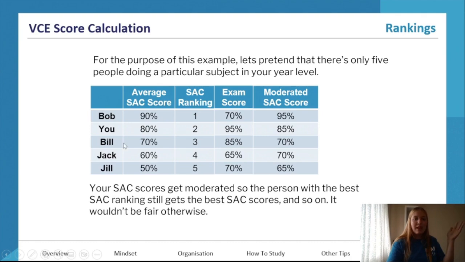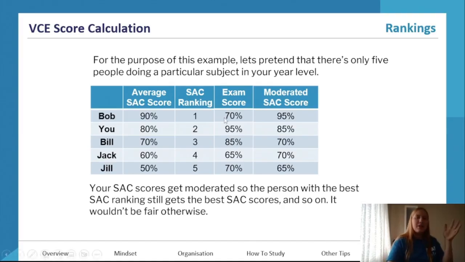So Bob got a 90% average SAC score, so he's all the way at the top, number 1. He gets an exam score of only 70%, but because he was number 1 on SACs, his moderated SAC score, we could say, is going to be 95%. So the exam score, that's not great, and that's going to affect him a bit, but his SAC was still moderated to go up a little bit because he had the highest SAC ranking in his school. So it still gets moderated up for him. It wouldn't be fair otherwise.